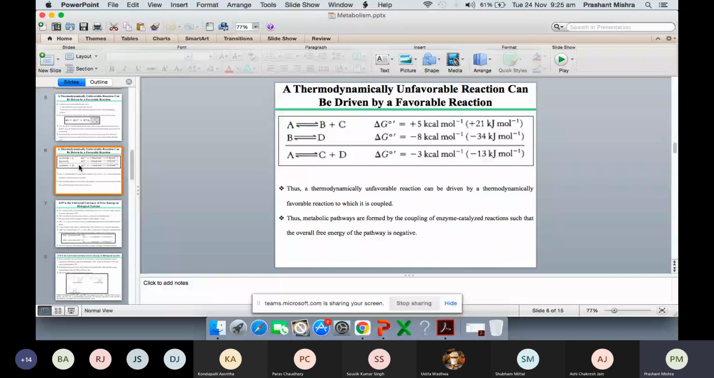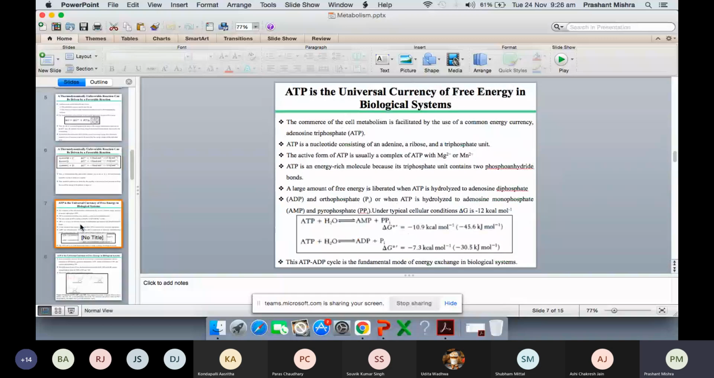Thus, a thermodynamically unfavorable reaction can be driven by a thermodynamically favorable reaction. It's very important because this type of reaction occurs inside the cell as well. That means they drive a reaction which is not thermodynamically feasible. So your metabolic pathways are formed by coupling of enzyme catalyzed reactions such that the overall free energy of the pathway becomes negative. Now, from where does this energy come, what can be couplers? That is what we are going to talk about.